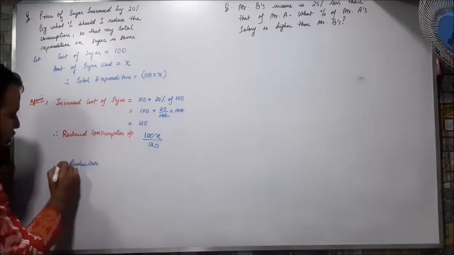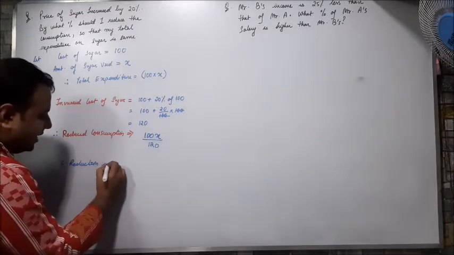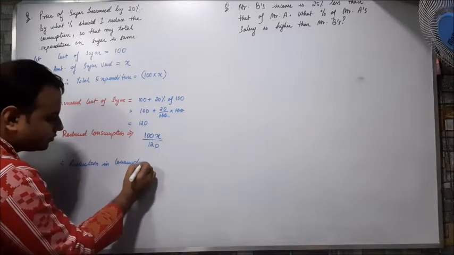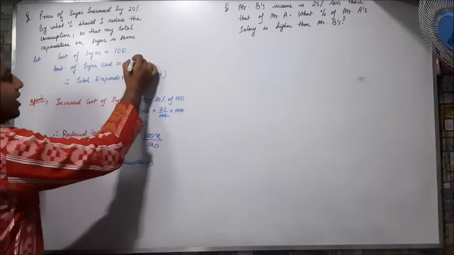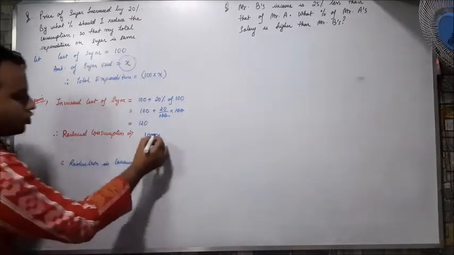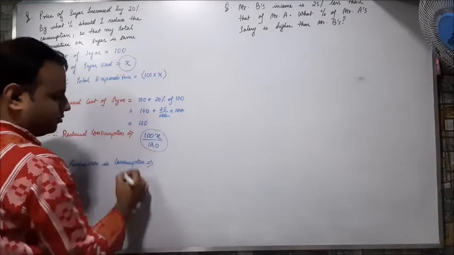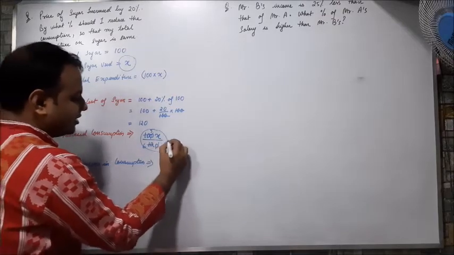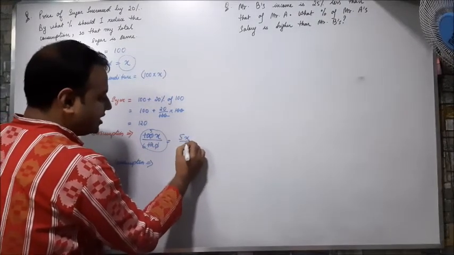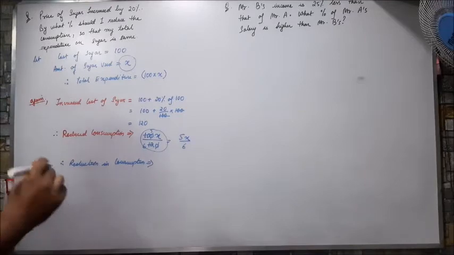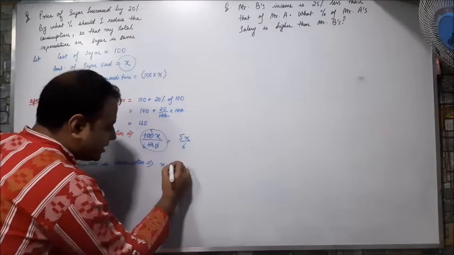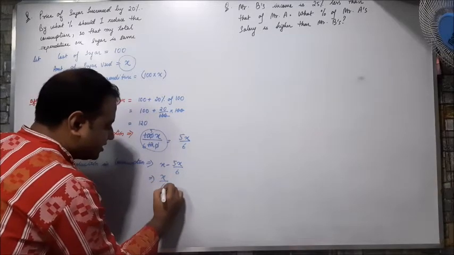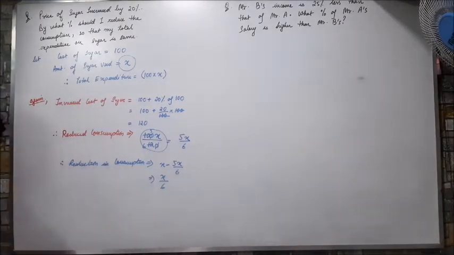So therefore my reduction in consumption: earlier I used x, now I use 100x by 120. If you can cancel, you will see I get 5 and 6, that is equal to 5x by 6. This is the reduced consumption. So the reduction is x minus 5x by 6, that is equal to x by 6. This is the reduction in consumption.